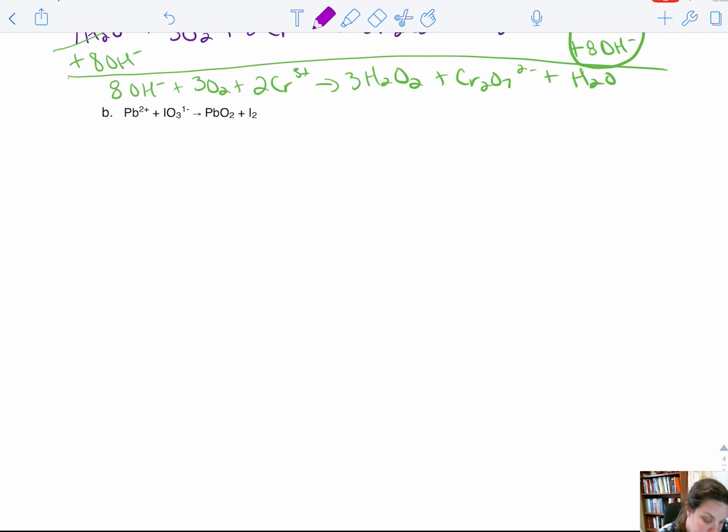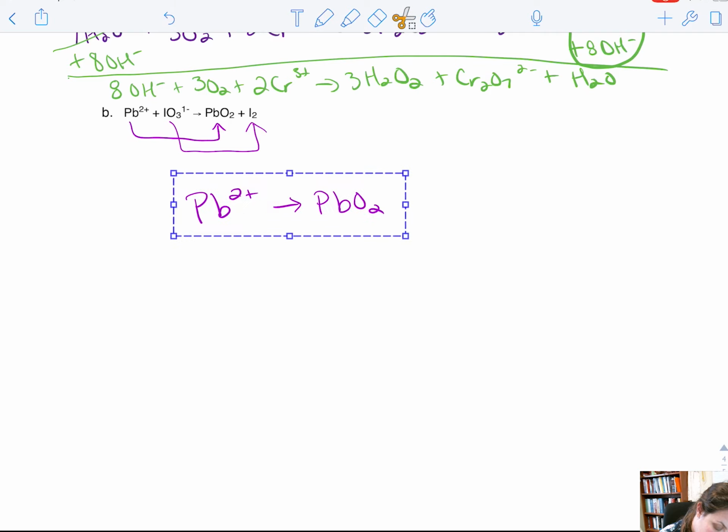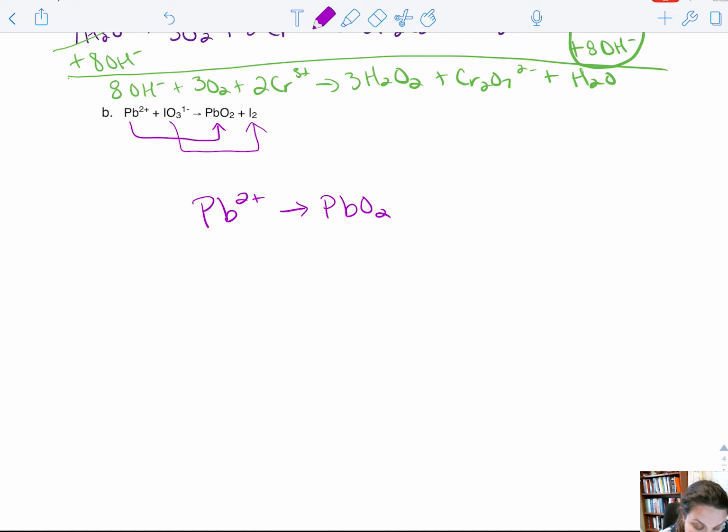So we have lead 2 plus going to lead 4 plus, and then we have iodine 5 plus going to iodine 0. If we're going from +2 to +4, this is oxidation. And then we have iodine going to I2 or I0, so this would be reduction.